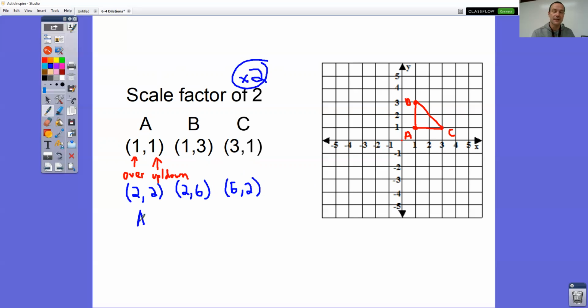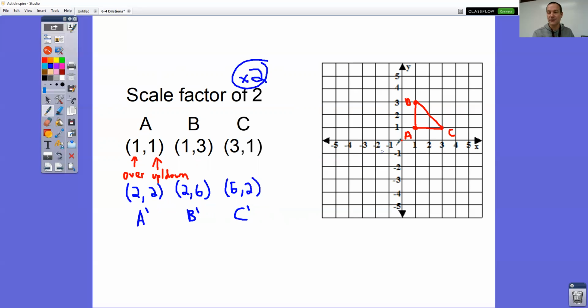And when you graph these, this becomes your A prime. This becomes your B prime, and this becomes your C prime. On the state test, they are very, very picky. You have to label them with primes. Remember, prime is the little apostrophe after it. That little apostrophe denotes that this is your new point after you did something to the original one.